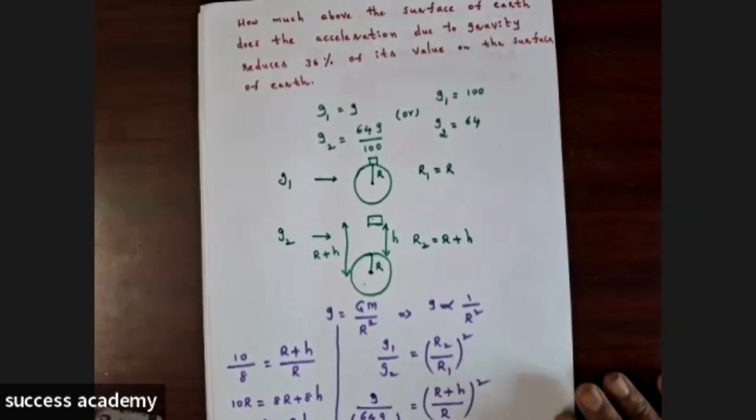How much above the surface of Earth does the acceleration due to gravity reduce to 36% of its value on the surface of Earth? So here the acceleration due to gravity is reduced at a certain height. What is that height? That we need to calculate.